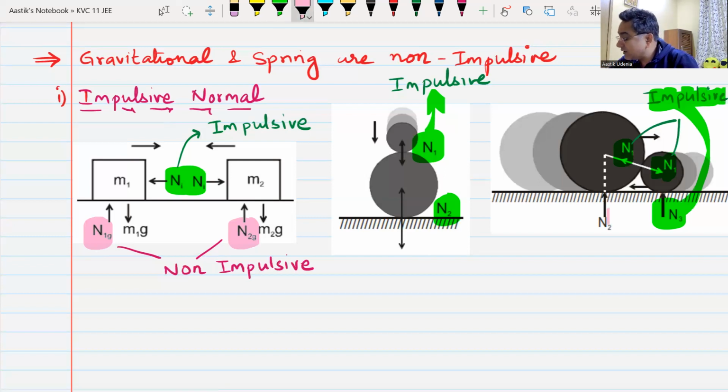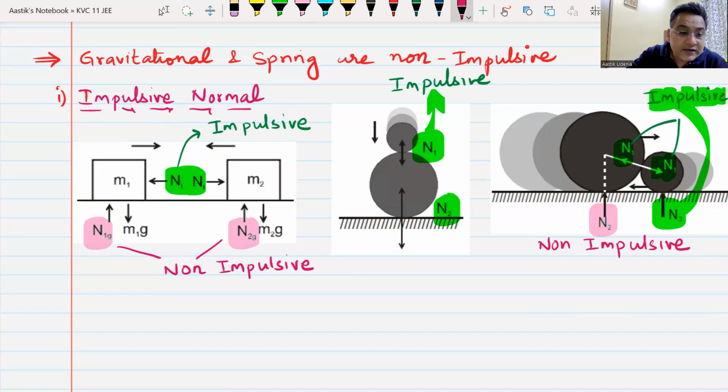But if you look at this pink one, it is acting on the bigger ball like this. The impulse is acting like this. This ball wants to move in the air. It can move in the air, no one is stopping it. Therefore, this is non-impulsive. Do we understand what I am saying here? So N2 is non-impulsive, whereas N1 and N3 are impulsive. Looking at one last case here, that will make everything absolutely clear in your head.